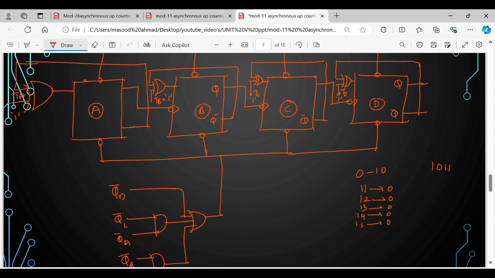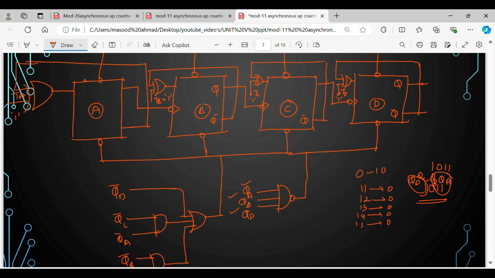If you want to make the output 0 only for 11, what is exactly 11 is 1011, this is QA, QB, QC. So what I need to do? I'll take a NAND gate. I connect this to QA, then QB, then QD, because this is QA, QB, QC, then QD, right? So QD is 1, QA, QB are 1. So QA connected, QB connected, QD connected. This will connect like this.